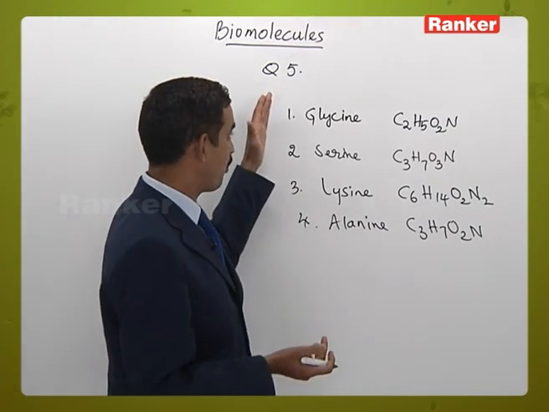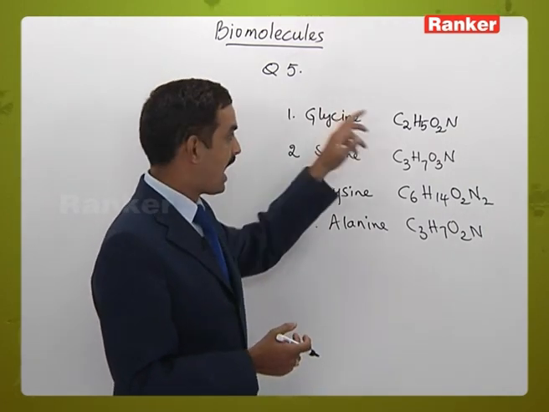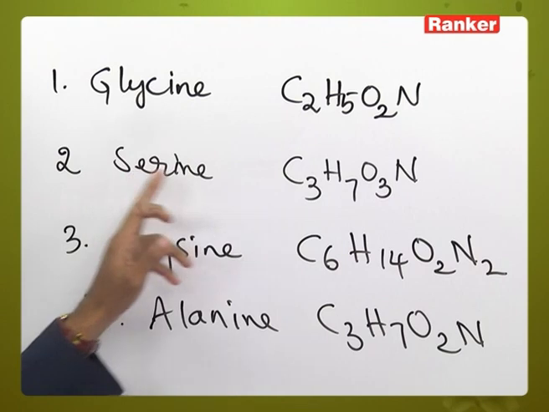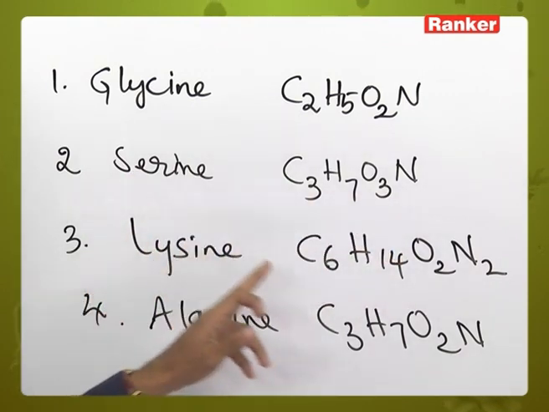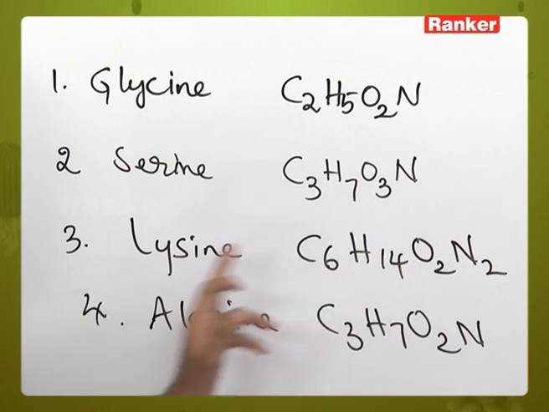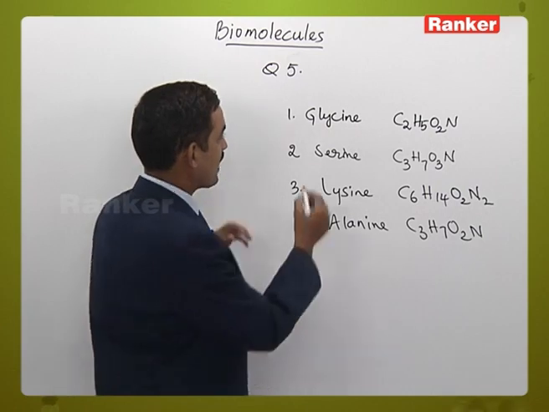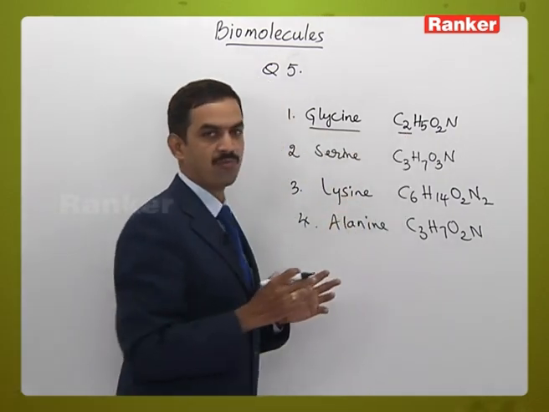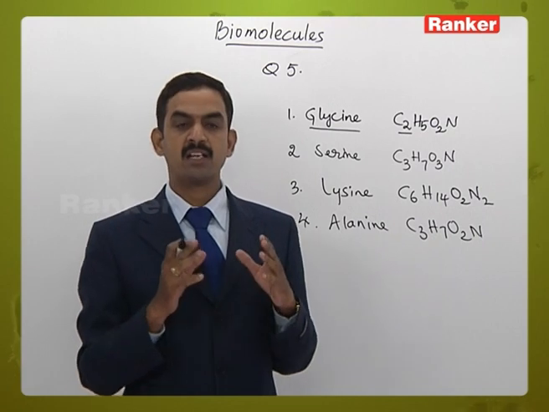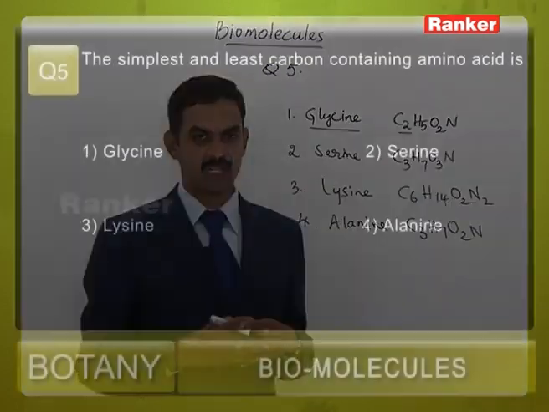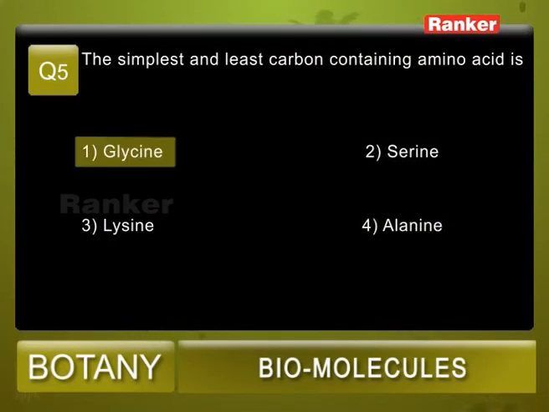So these are the 4 compounds given in the 4 options, and these are their molecular formulas: glycine C2H5O2N, serine C3H7O3N, lysine C6H14O2N2, and alanine C3H7O2N. Out of these 4, glycine is the molecule with the least number of carbons, that is 2 carbons, and also the simplest molecular structure. So question number 5, the correct answer is 1.